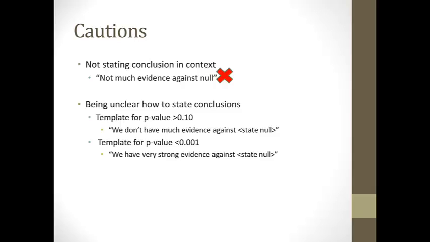So in this case, we don't have much evidence against the fact that our friend is choosing scissors 33% of the time. Or if the p-value is quite small, you might say, we have very strong evidence against the fact that our friend is playing scissors 33% of the time. There's lots of ways to use the English language to make valid conclusions about the data. These two template sentences are merely meant as a couple of options that you can use, especially when you're getting started and you're trying to learn the language of statistics.